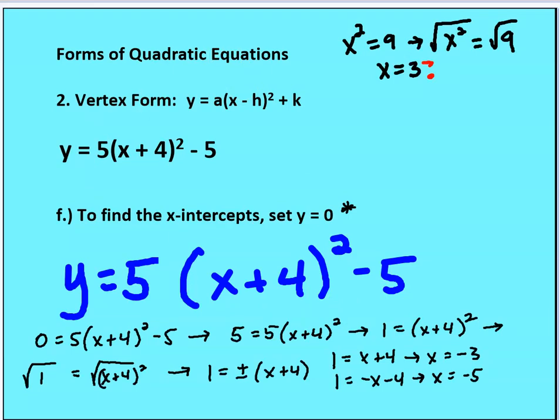And then to find the x-intercepts, we're going to set y equal to 0. 0 is equal to 5 times x plus 4 squared minus 5. I'm going to add 5 to both sides, then divide by 5 here. Take the square root of both sides. And then solve 1 is equal to plus or minus x plus 4. I'm going to solve for x using my algebra skills. And I end up with x is equal to -3 and -5. All right, so x-intercepts are going to be -3, 0, and -5, 0.